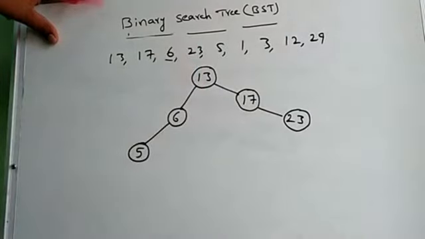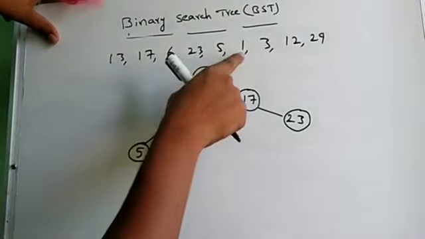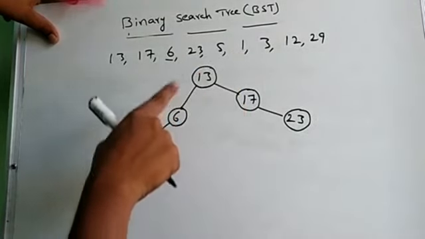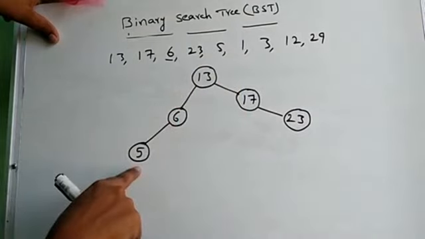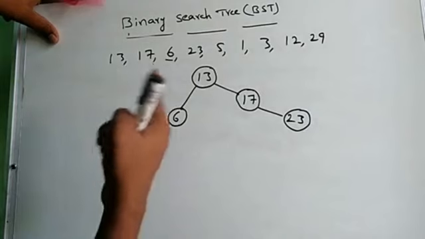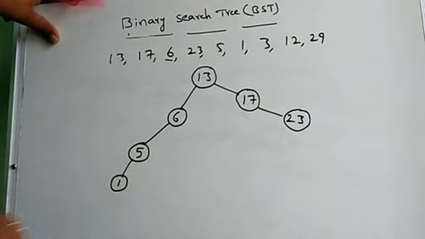Next 1. Compare with 13. 1 is less, so go to the left side, where 6 is already there. Comparing 6 and 1, 1 is less, so again go to the left side, where 5 is already there. Comparing 5 and 1, 1 is the lesser value, so add it on the left side of node 5.